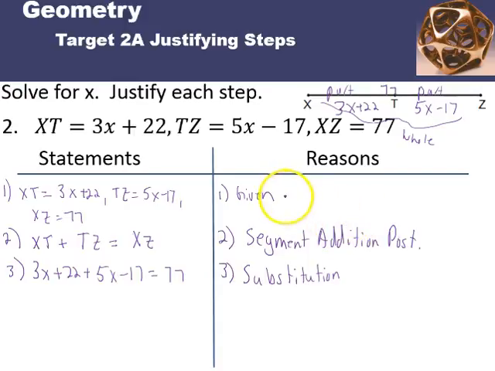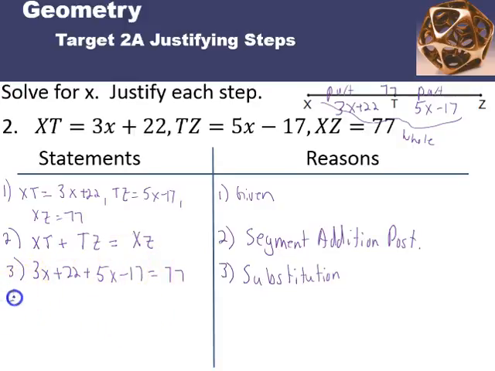Remember, I like to say you do given, name, number. So I was given this stuff, so given. Then I write the names that I was adding together: XT plus TZ equaling XZ. And then I replace those names with the numbers, which are 3x plus 22, 5x minus 17, and 77 in that substitution. So given, name, number. Then you solve.